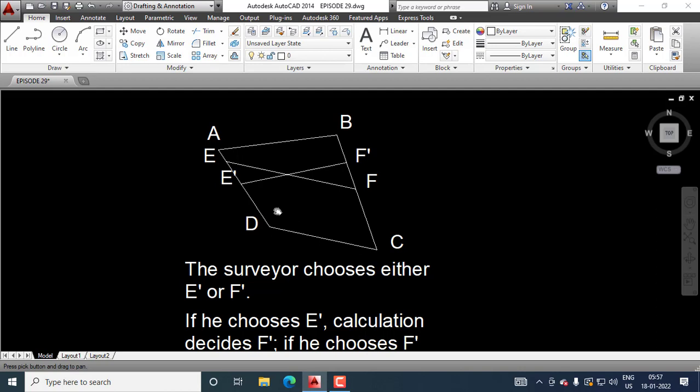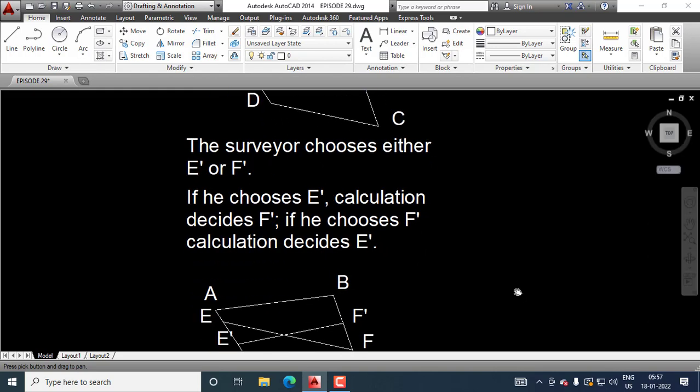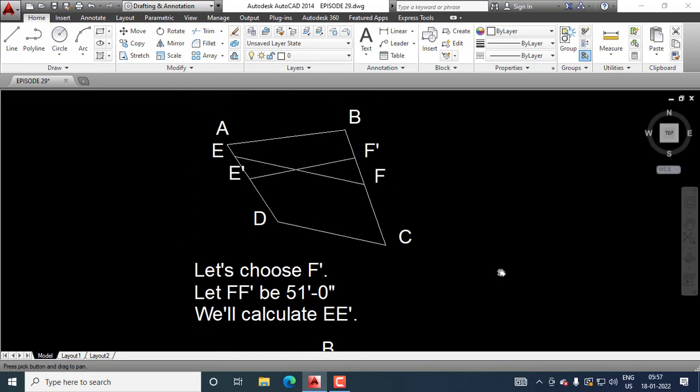If we choose E dash, we must calculate F dash. If we choose F dash, we must calculate the location of E dash. We in this case choose F dash. We measure FF dash. It's 51 feet. Now we calculate EE dash so that the area of this part is half an acre.